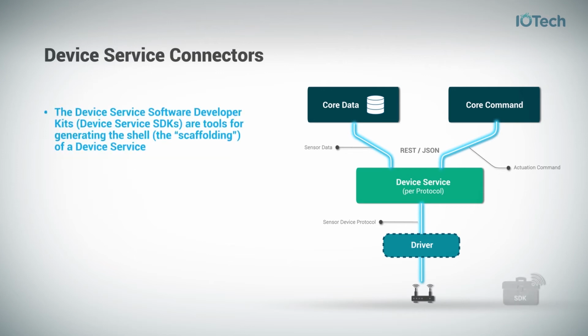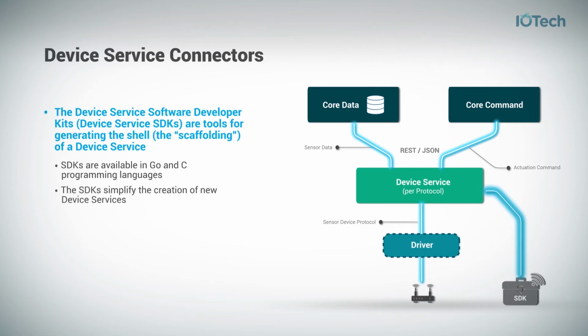The device service SDKs are tools for generating the shell or the scaffolding of a device service. There are currently device service SDKs in Go and C. The SDKs do not provide a complete device service, but they do simplify the creation of the device service by providing a lot of boilerplate code that each device service must have.